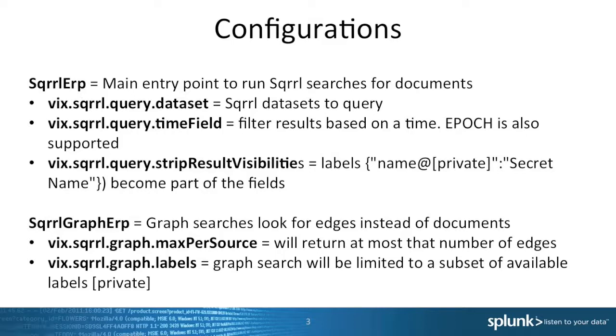Under the Sqrrl ELP provider, we see several different options for virtual index, including the query, the database, the query.time field, which allows us to select time from within the document itself, as well as query.strip result visibility, which allows us to go in and determine whether or not the user can see the labels themselves.